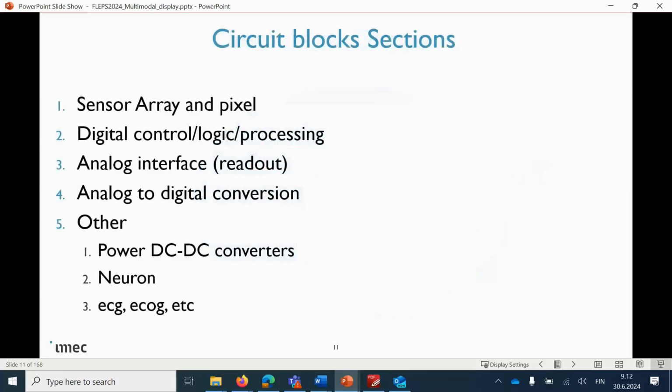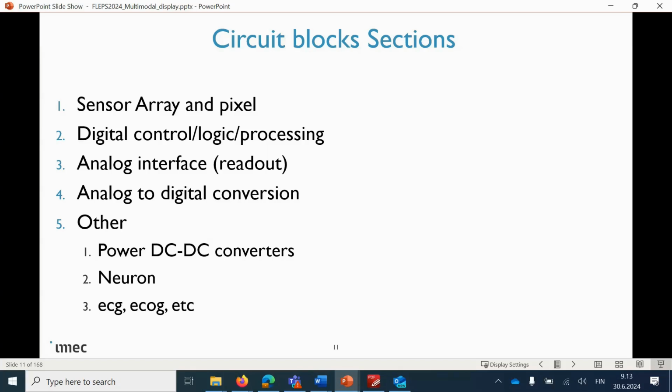So what are the circuit blocks that we will talk about in the next sections that I have divided into 5 and are needed to make this happen? First, we'll talk about the sensor arrays and the pixels and how they are today and how people are improving the performance. The digital control and logic that we need to do some extra processing on the same substrate, on the TFT substrate, and what people have achieved and showed there that is possible.